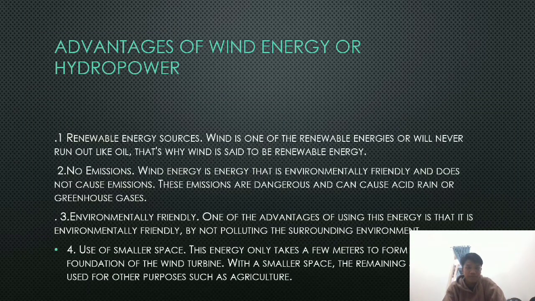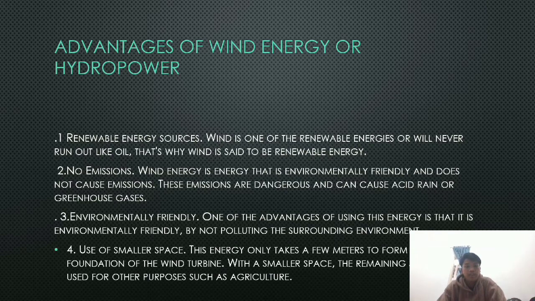Next, advantages of wind energy or hydropower. And number 1, renewable energy sources. Wind is one of the renewable energies that will never run out like oil. That is why wind is said to be renewable energy. And number two, no emission. Wind energy is environmentally friendly and does not cause emissions. These emissions are pollutants and cause acid rain or greenhouse gas.